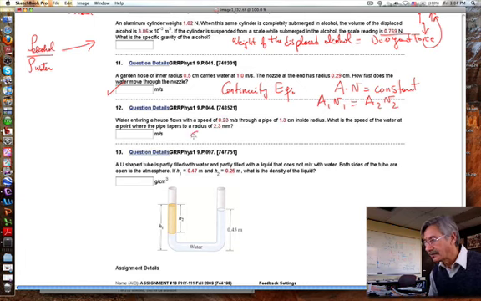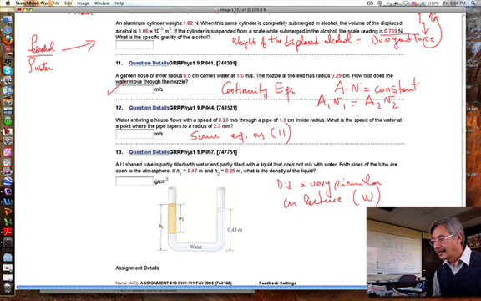This is the same as 11, same equation as 11. And this one, we also did a very similar one in lecture on Wednesday.